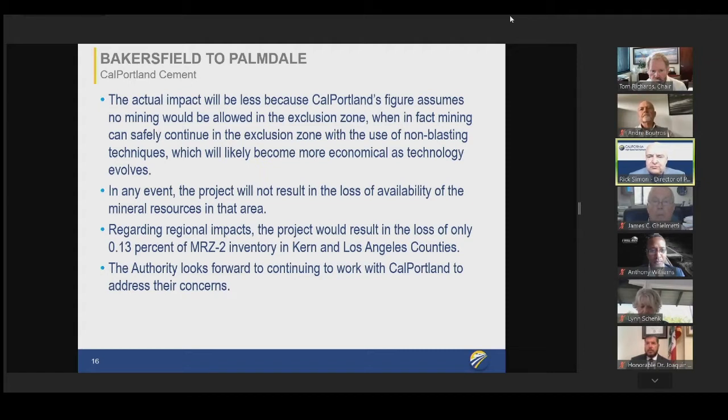I can also note that we talk about a blasting exclusion zone. That means we would not want to have blasting within close proximity of the tunnel. It does not necessarily mean that that material can still not be mined. It could be mined with non-blasting techniques, conventional mining equipment. CalPortland has said that that is not economical for them to mine that way, that blasting is more efficient. And so we understand that, but it's possible that future technology may allow non-blasting mining techniques to be developed that would still allow them then to access all that material much closer to our tunnels.